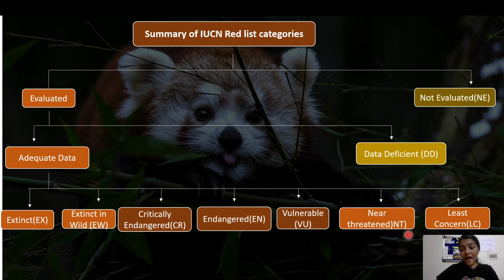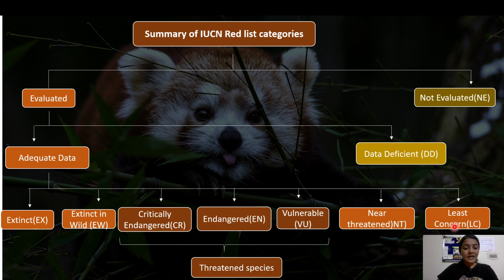Near threatened and least concern. Near threatened are all those species which do not come into the criteria of either critically endangered, endangered or vulnerable. Hence they have been kept in a different category, which is near threatened. They are not threatened basically, but if not taken care of, can move into vulnerable. And the last category is least concern, which means that we don't have to worry a lot about these species because these species are in a good number and hence it is not a matter of concern.